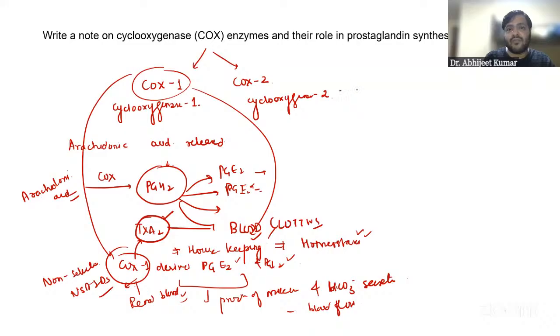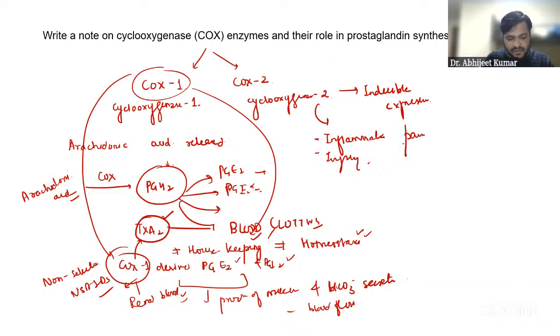COX-2, basically, I have already told you it's an inducible expression, right? So yes, it is always activated in response to any inflammation in the body. If there is any injury in the body, obviously it's a mediator of pain or fever, right? We have already discussed this in the previous question.